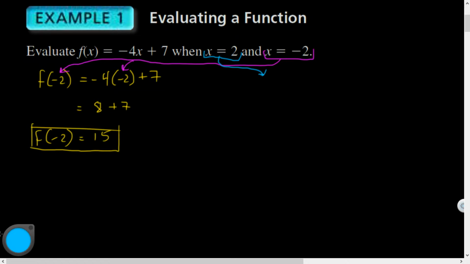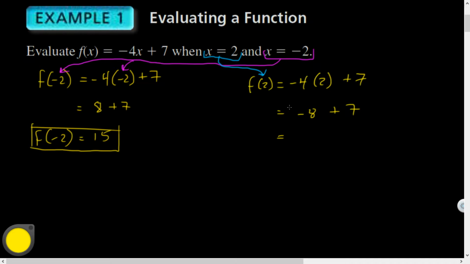So if I want to figure out what is f of 2, that means what is the function equal to when I plug in 2 for x. That would be negative 4 times 2 plus 7, and negative 4 times 2 is negative 8, plus 7. Negative 8 plus 7, their signs are different. I think you would agree.